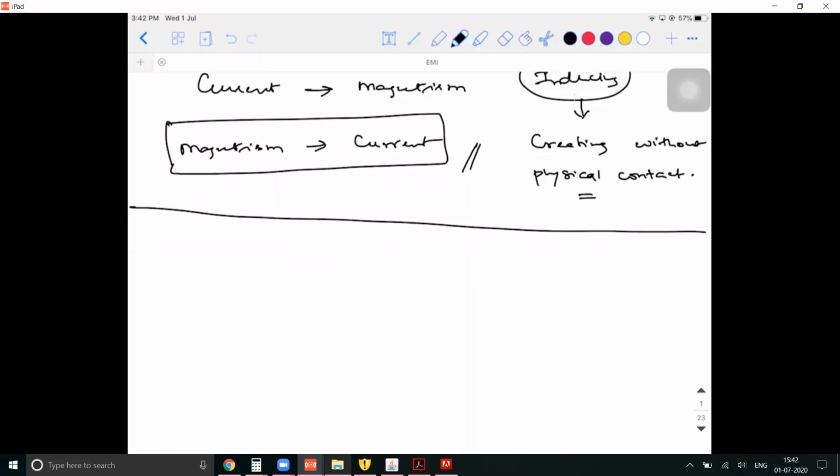So the first thing is to observe the basic terminologies that are required for this chapter.